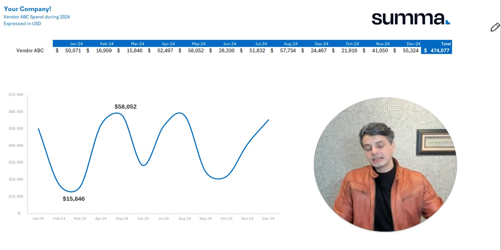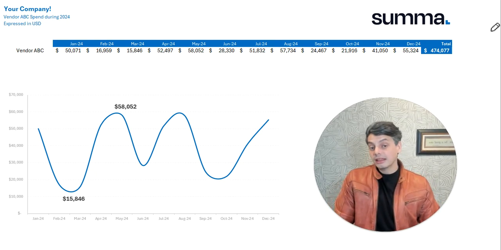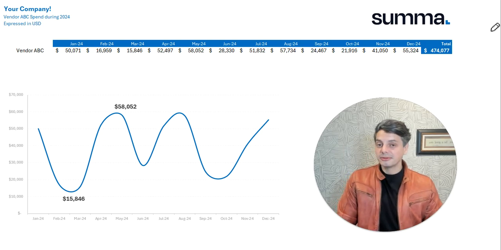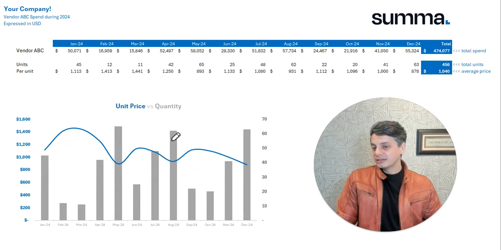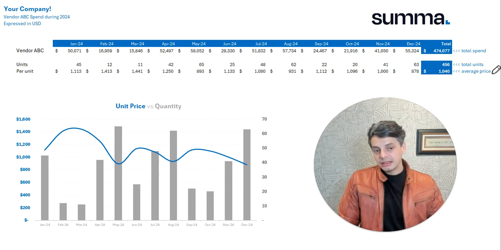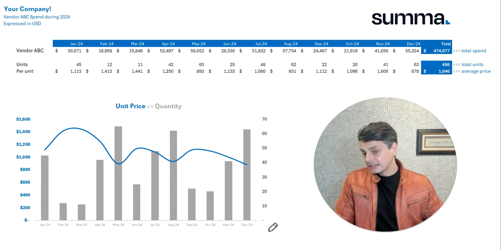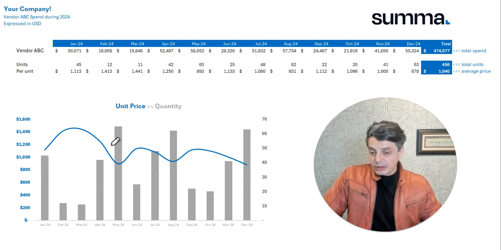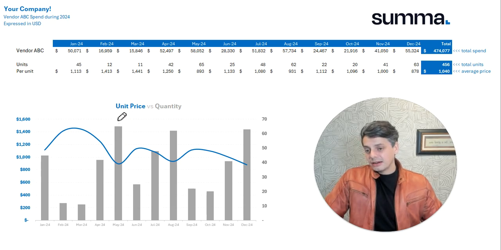Now we can take this a step further by breaking them down. And in order to do that, we can go to the invoices and grab the units that we purchased from the previous year and calculate the average price, right? With that, we could build something like this, where we can very easily see that whenever we bought larger quantities here, we got better prices, right?